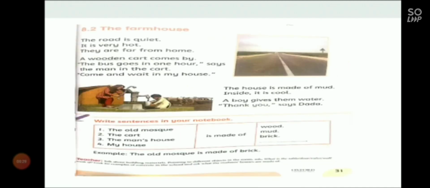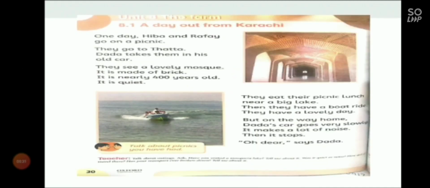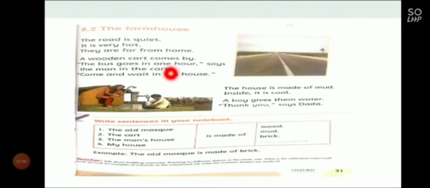Now my dear students, let's have a look at today's lesson again. Hiba and Rafe went on a picnic with Dada. They went to Thatta and they saw an old mosque which was built 400 years ago, and it was made of brick. Then they went to a big lake. They ate their lunch and then they went back. But on the way back, Dada's old car stopped. Then they met a man who was in a wooden cart.